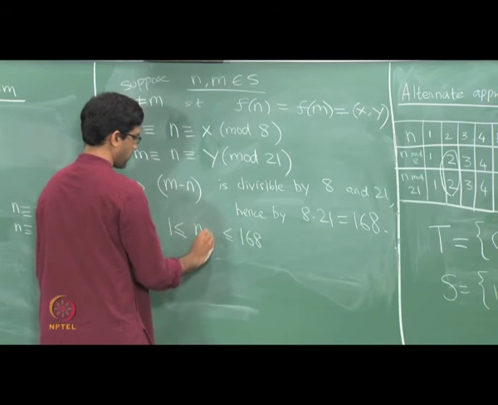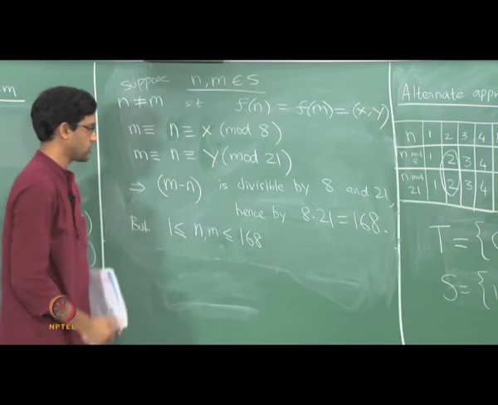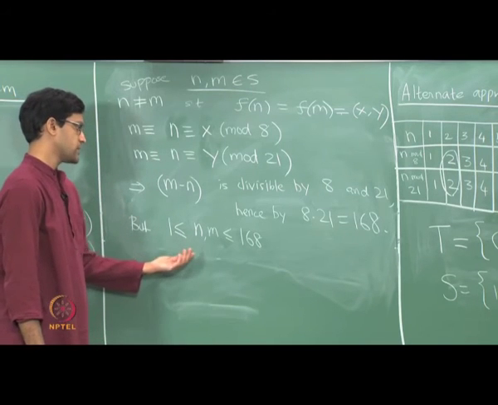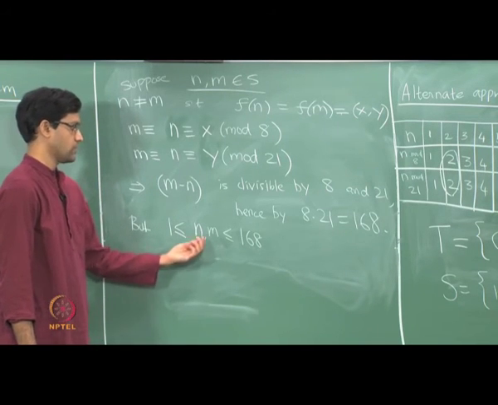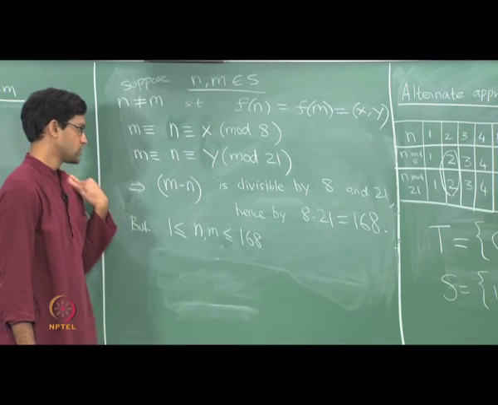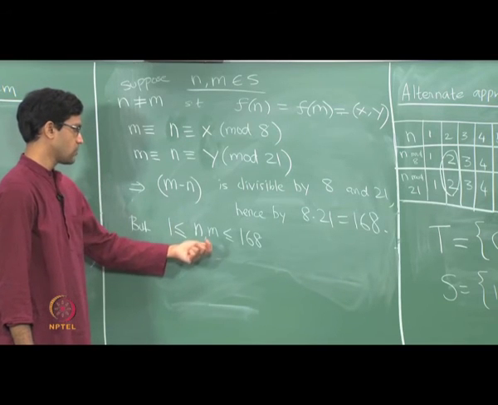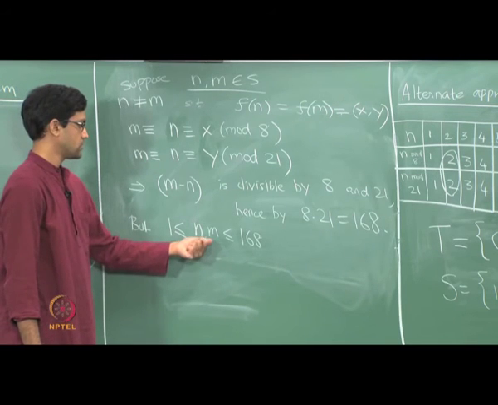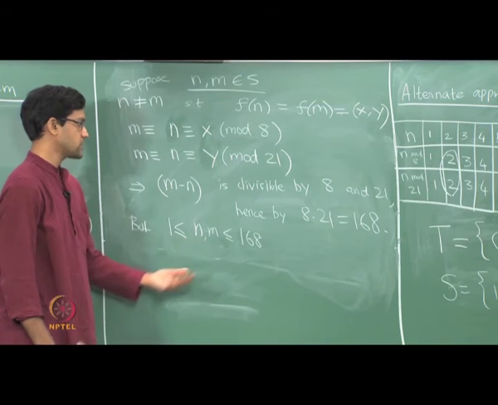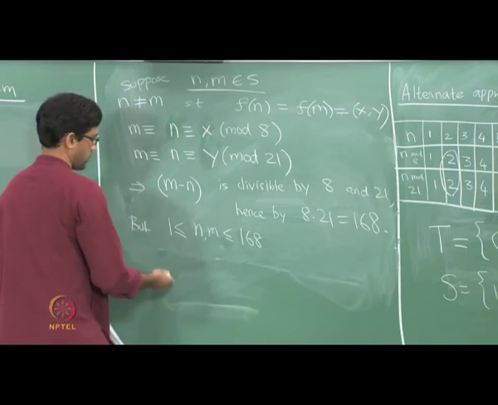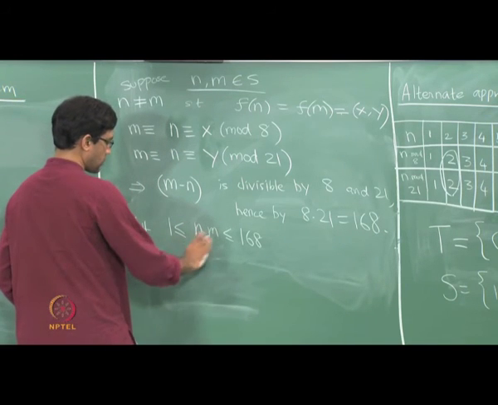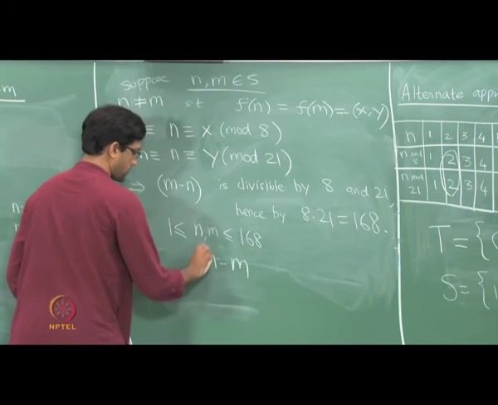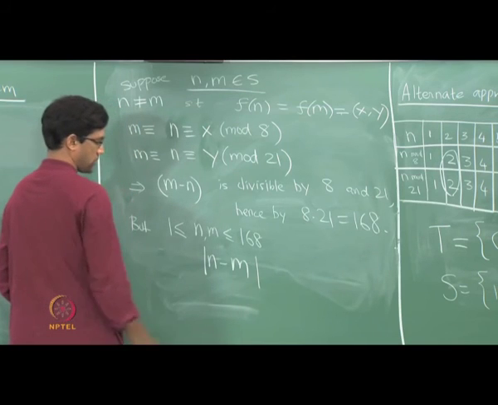So n is a number between 1 and 168, m is a number between 1 and 168. So if you take their difference, well, what are the possibilities, and they are not equal to each other, right? So the difference can't be 0. So the point is that the difference could never be a multiple of 168. So the only possibilities are n minus m. So maybe another way of saying this is, if I have two numbers between 1 and 168, what can I say about their difference, or the absolute value of their difference, if you wish?